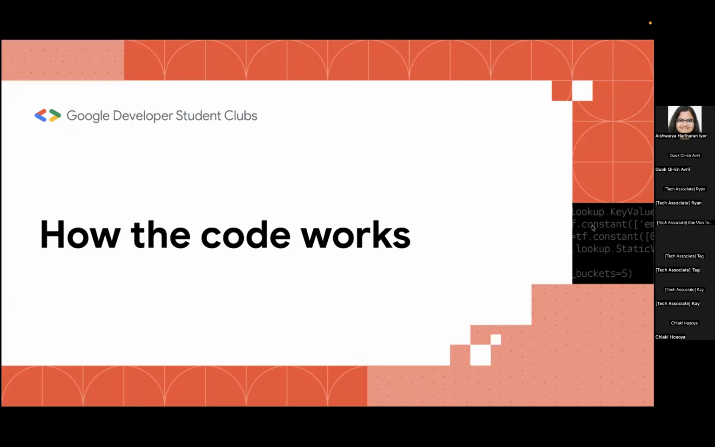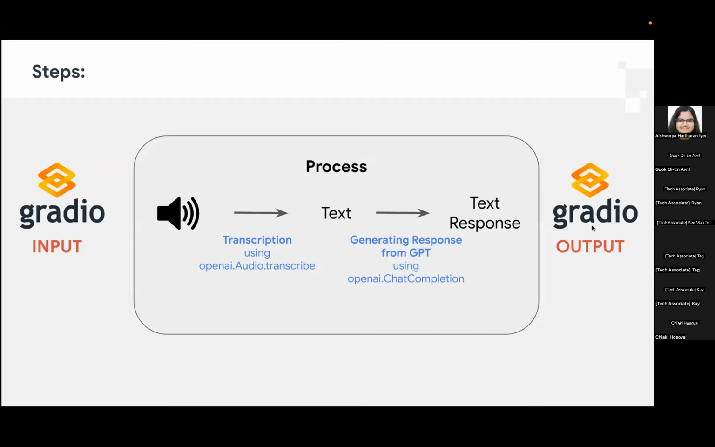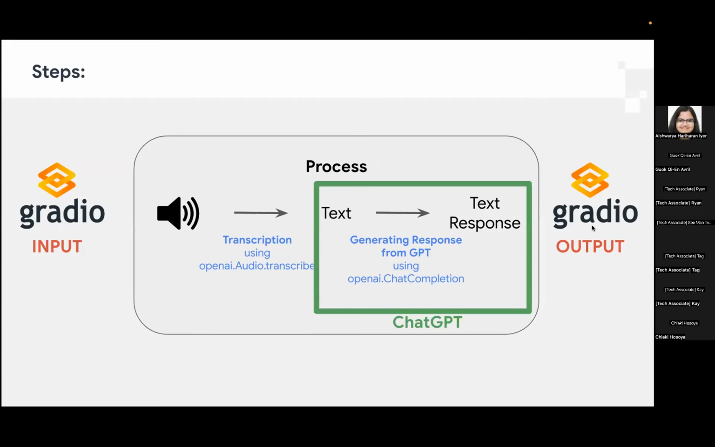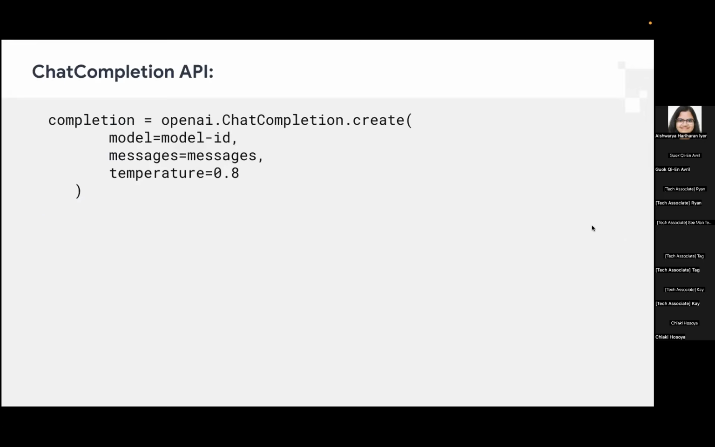Okay, now we're going to explain how the code works. What you can see here is a very broad framework of how our chatbot is going to function. I'll be focusing in particular on the text-to-text response, how you get from text to text response. To do that, we'll be using ChatGPT, more specifically the OpenAI chat completion. Under the completion block, the model that we'll be using is GPT 3.5.